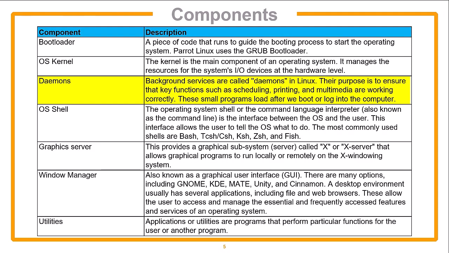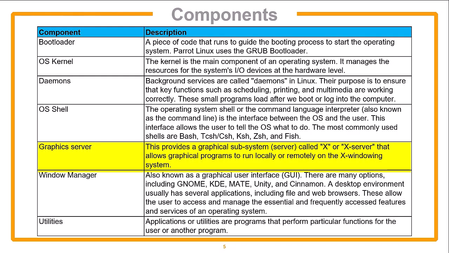Daemons are background services. Their purpose is to ensure that key functions such as scheduling, printing, and multimedia are working correctly. These small programs load after we boot or log into the computer. The OS shell, or command line, is the interface between the OS and the user, allowing the user to tell the OS what to do. The most commonly used shells are Bash, Z shell, and Fish.